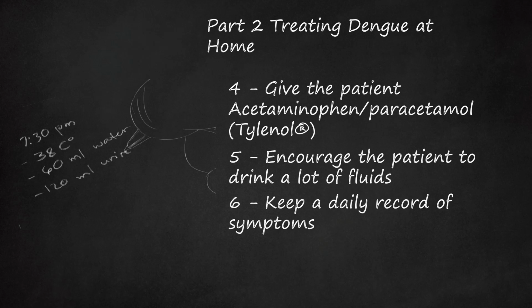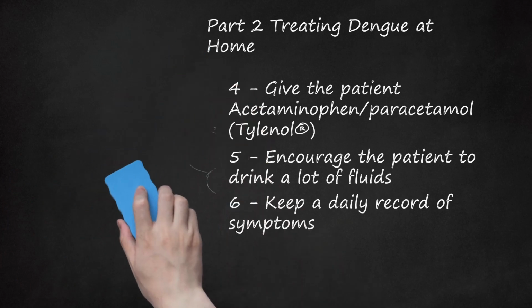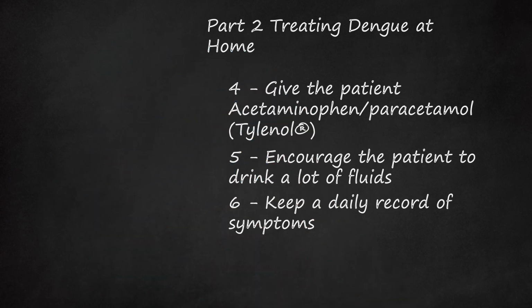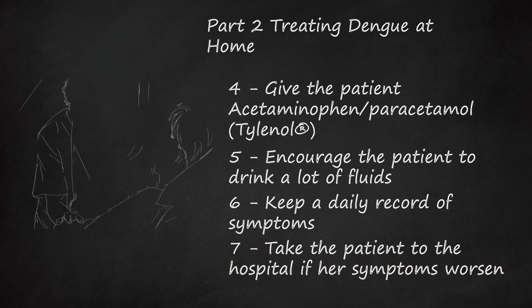Urine output. Ask the patient to urinate into a container. Measure and record the amount of urine each time. These containers are commonly used at hospitals to measure 24-hour urine output. You will be provided with one or can inquire about it at the hospital. 7. Take the patient to the hospital if her symptoms worsen.